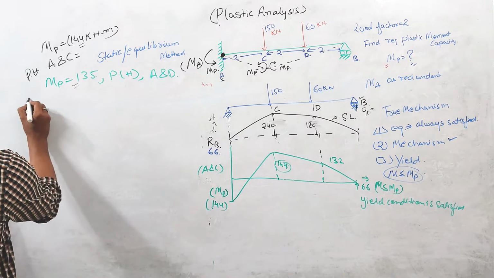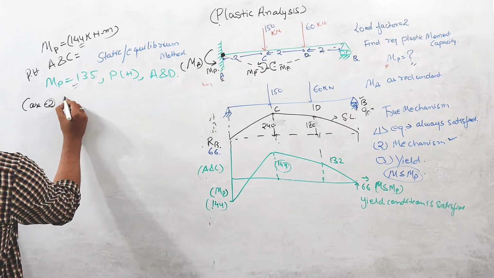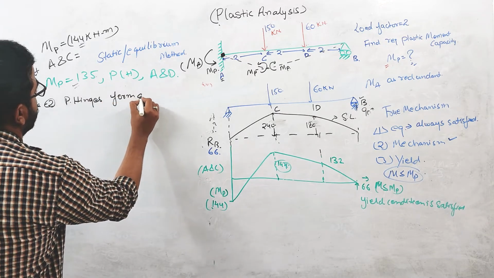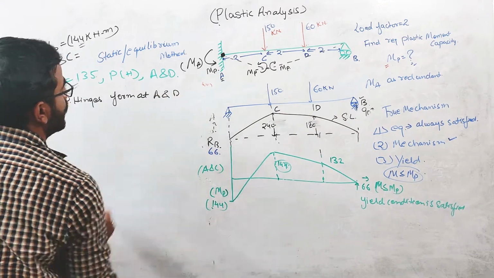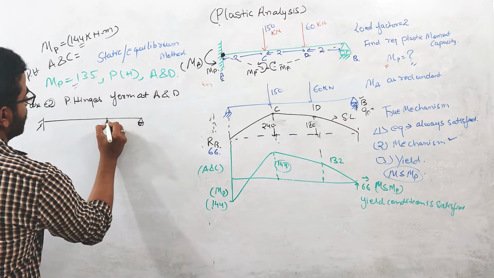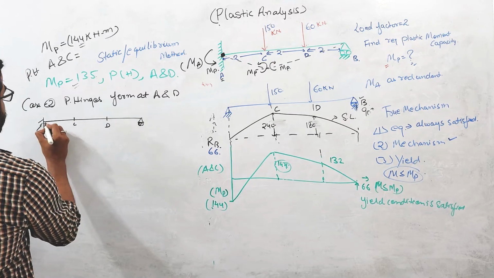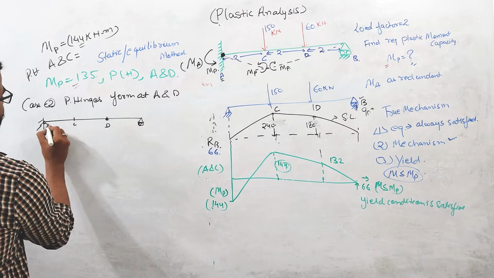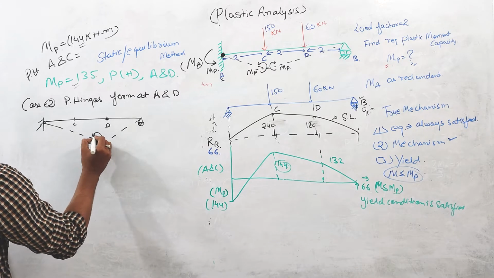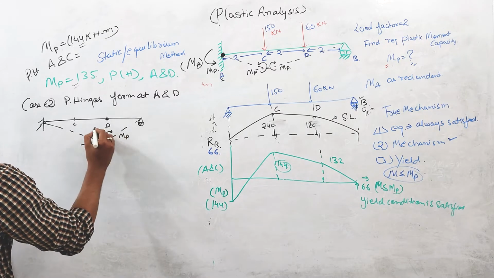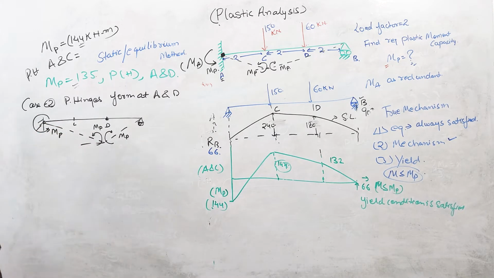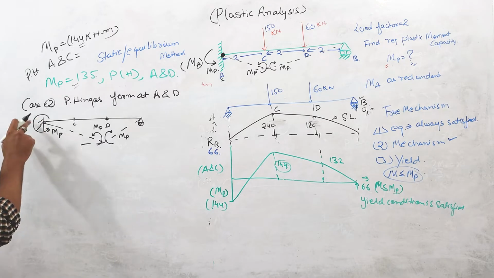Now, for case 2, when the plastic hinges form at A and D. This is the D point, this is C. So the plastic hinge will form at A and D. At the collapse, our deflection diagram will look like this. The direction of the movement will be opposite to this rotation. It will be MP over here, MP over here, and MP will act at this A point. You always assume the direction opposite to this rotation.